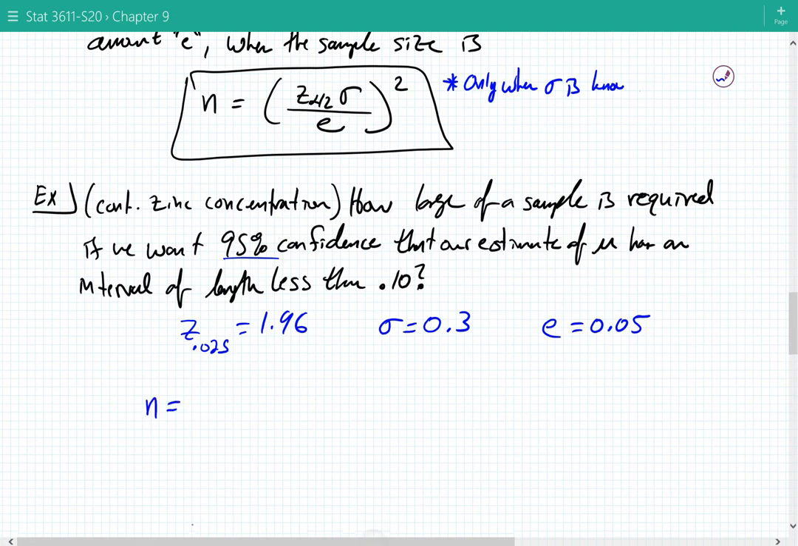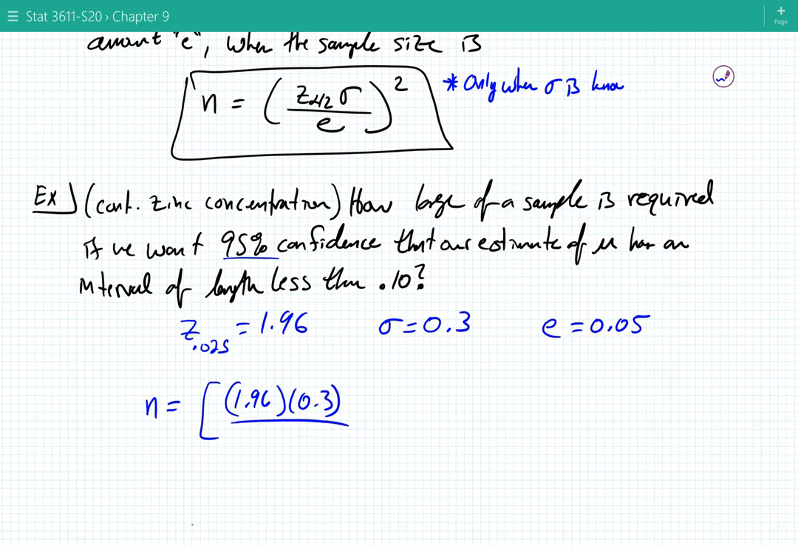And so then n is z of alpha over 2, so 1.96, times sigma, divided by E, the half-width, and then the quantity squared. We run that through a calculator and find that n is 138.3. Naturally, we can't take a sample of size 138.3. So think about where this is going to go. Yes, 138 is closer to 138.3, but 138 would not be enough to ensure the proper accuracy. So in this case, we need to round up to 139.